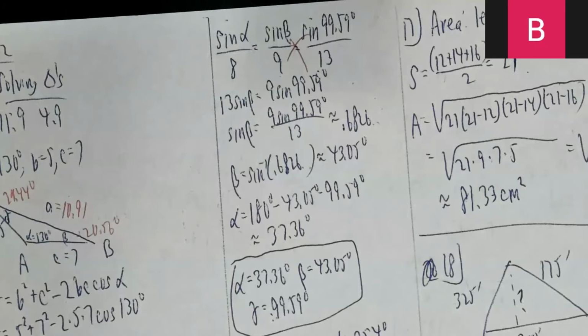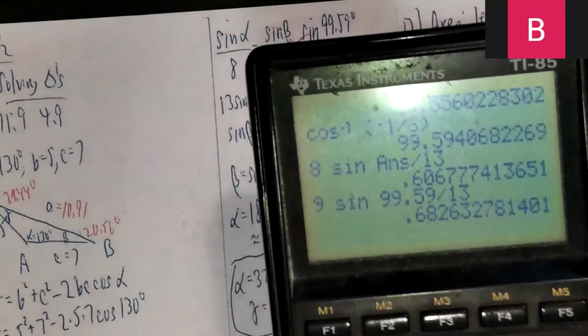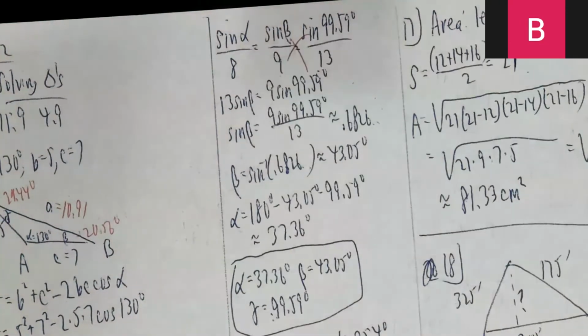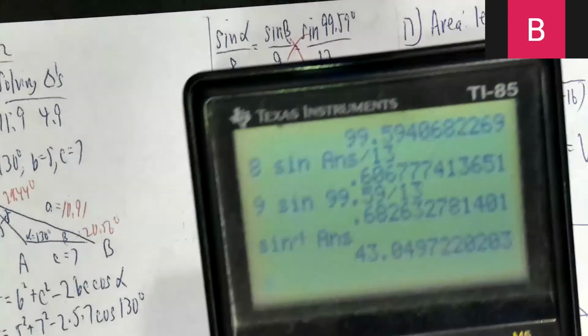9 sine 99.59 divided by 13. Okay, 0.6826. So I do inverse sine now of my answer, 43.05 degrees.